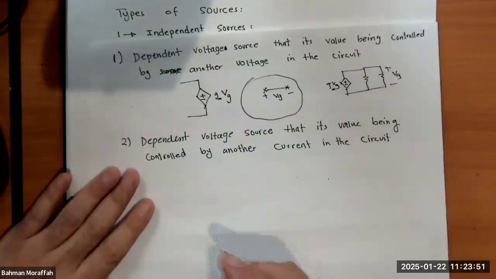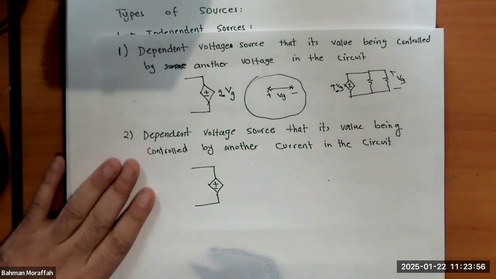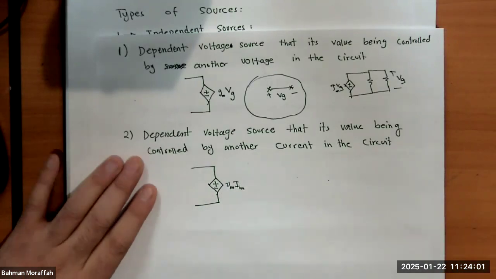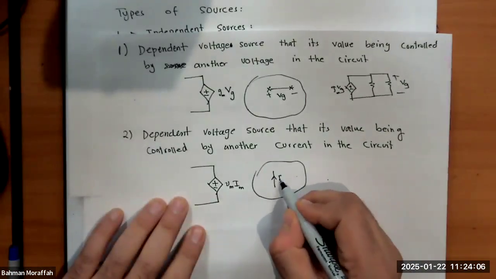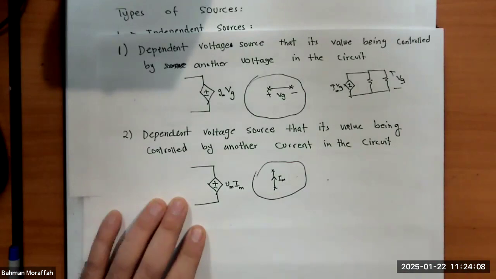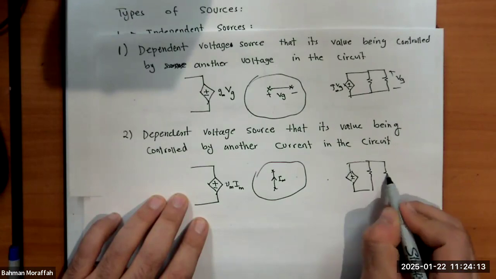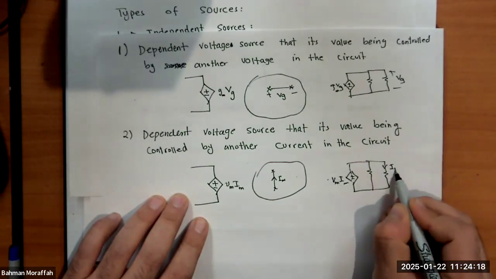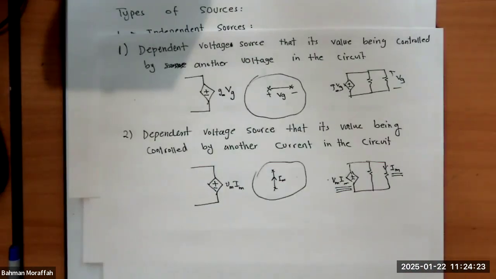So let's say this is my voltage source, and it depends on some constant, for example Rm, times Im. And this Im is some current in the circuit. So if I go back to my example, this is Rm Im, and let's say this is Im. The value here depends on this current. It could be any current in the circuit. This is just an example.